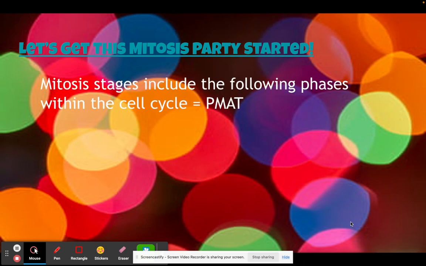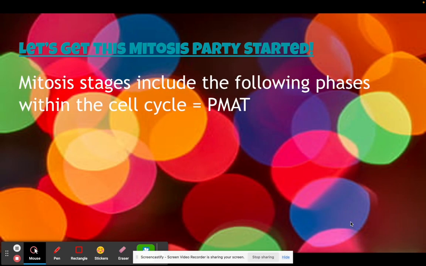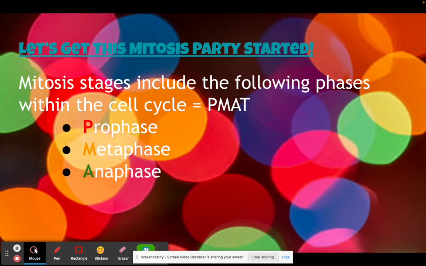So there are actually 4 phases that are included in mitosis, and they go in this order. And if you remember the acronym PMAT, you'll be able to easily recall the order in which they happen. So P stands for prophase, M stands for metaphase, A stands for anaphase, and T stands for telophase. So if you remember PMAT, that is the specific order that mitosis happens in order for the cell to accordingly duplicate. So without further ado, let's get started.